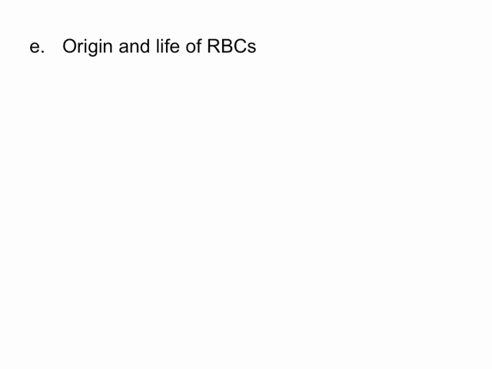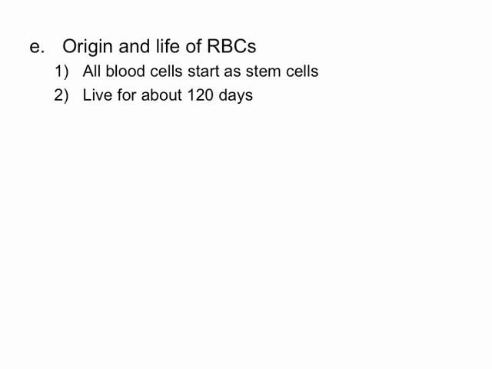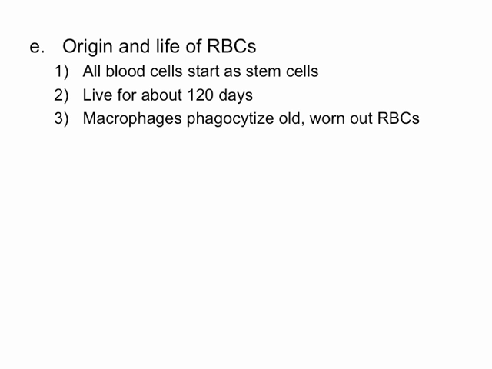All right, we're going to look at the origin and the life of a red blood cell. We mentioned earlier that red blood cells don't have a nucleus when they're mature, therefore they cannot reproduce. So all blood cells start as a stem cell. They live for about 120 days, and at that point they are taken out of circulation by a macrophage. A macrophage, by definition, is a big eater. So macrophages are going to phagocytize old, worn-out red blood cells.